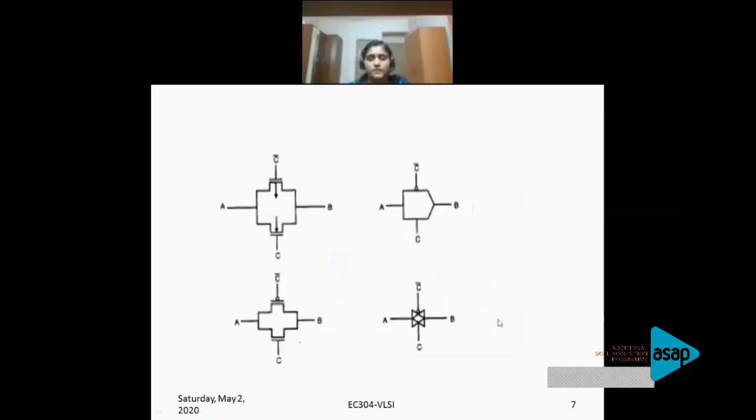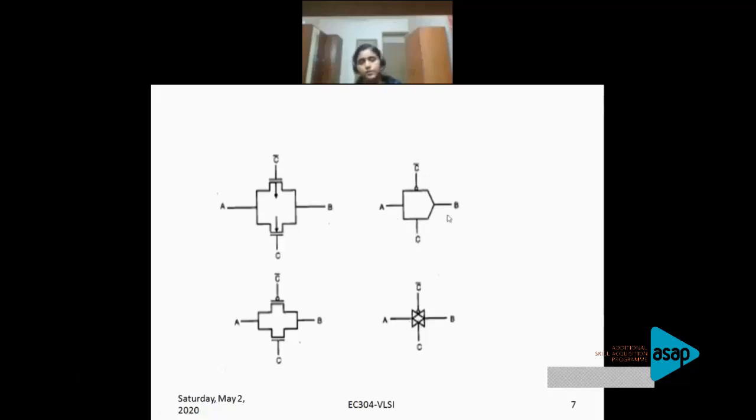There are different ways of drawing symbols for a transmission gate. I've drawn a few. So this is what we have seen, and this way also you can represent a symbol for a transmission gate. One thing you have to remember is that wherever you see a bubble, that is basically the gate of your PMOS. So that side is your PMOS. Here you can see a bubble over here, so this is your PMOS and the opposite side is your NMOS. If we have a bubble over here, this is your PMOS and at the bottom you have an NMOS, right?